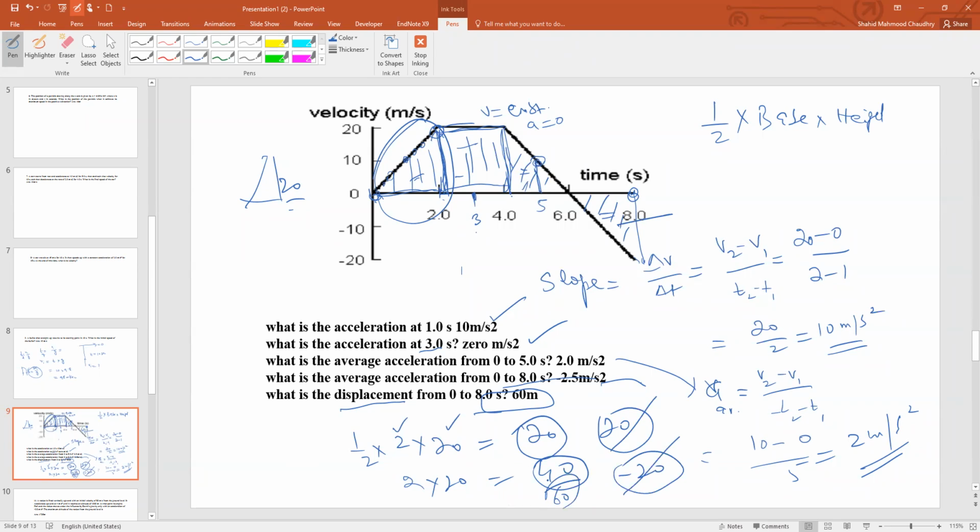So please remember, if you want to find the displacement, you have to subtract this area from the whole area of this one. But if you want to find the distance, what will you do? You will add all the areas. So here we have 60, otherwise the distance will be 80. Okay. I think you understand this one.